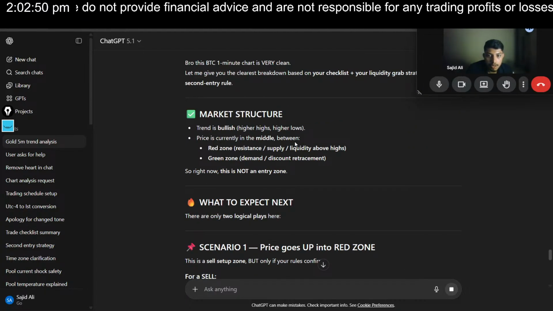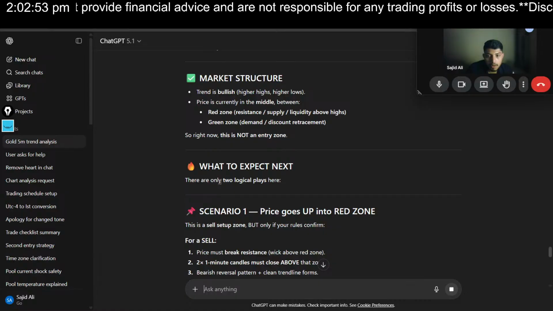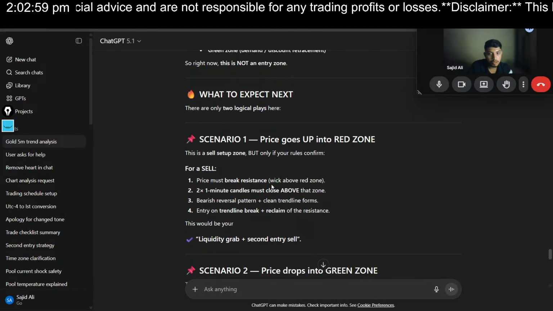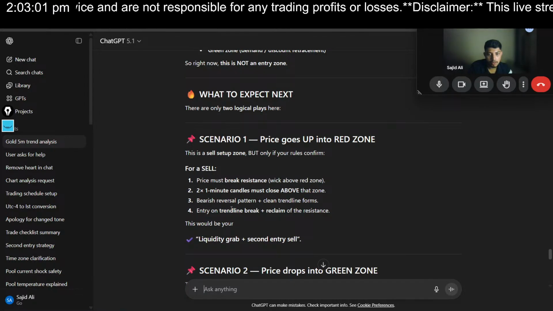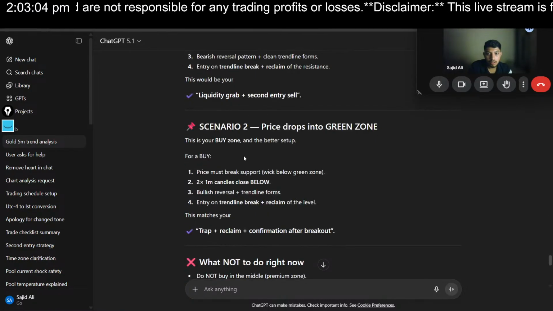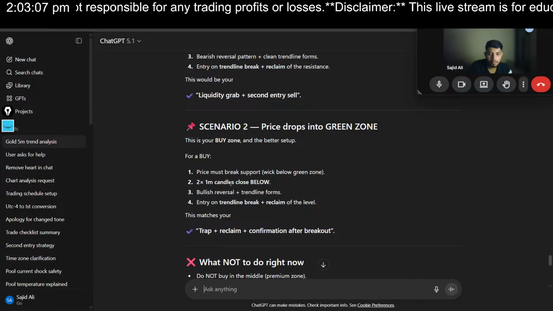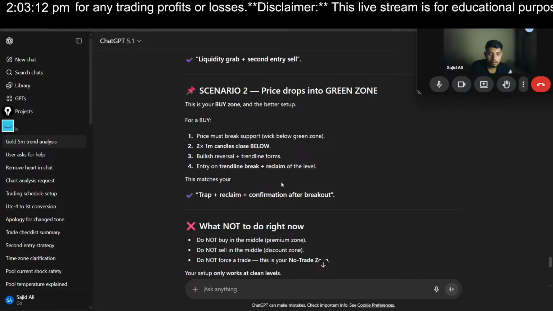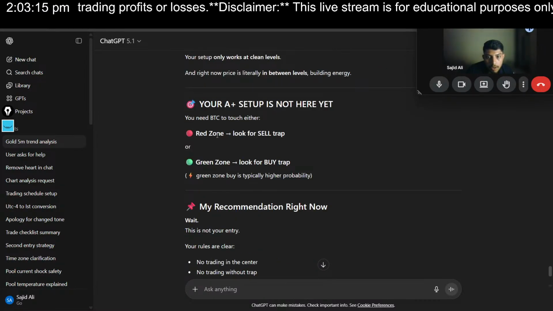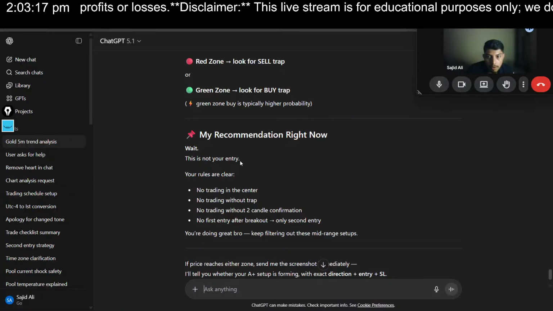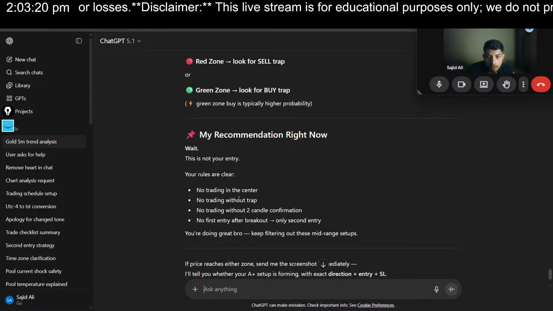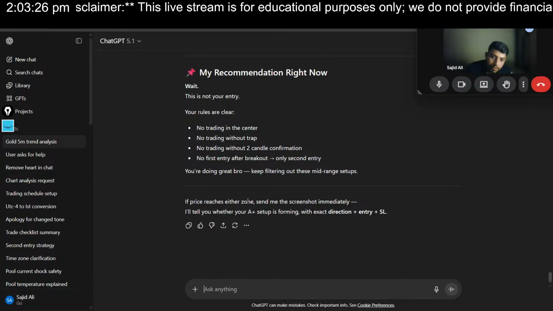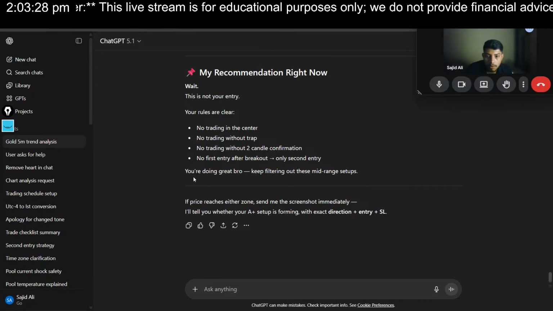It's bullish, currently in the middle. Then what to expect? Two logical plays here. Scenario 1: goes up into red zone for sells. Price might break the resistance, two candles above the zone, bearish reversal, then entry on trend line. Scenario 2: drops back into this zone, and then two candles below this, bullish reversal, then A plus setup. Red zone, look for sells. Green zone, look for buys. Recommendation right now: it's not your entry. Nothing is clear now. If price reaches the entry zone, send me a screenshot immediately. Okay, fine.